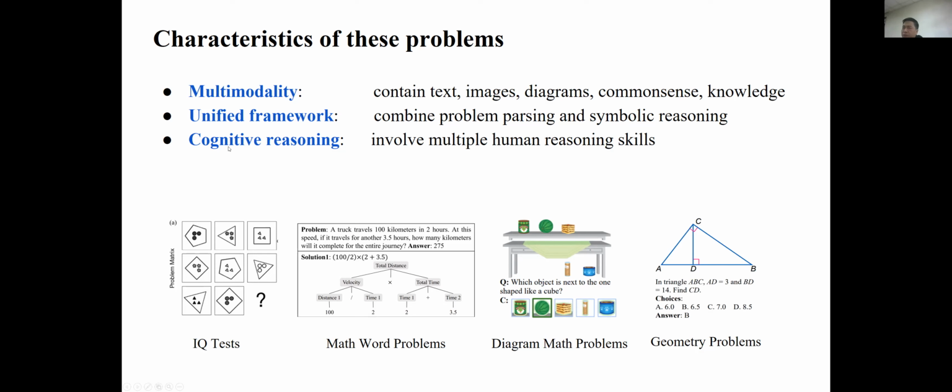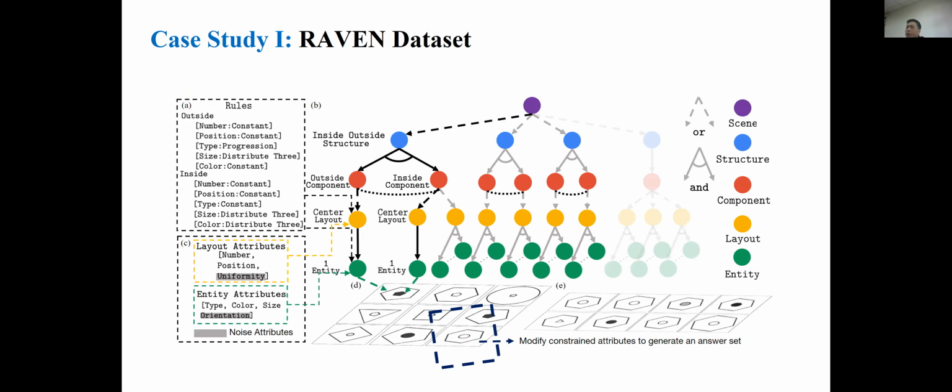This involves cognitive reasoning, multiple human reasoning skills, like spatial relations and attributes, semantics, and so on. Okay, so let me go through these three examples in a little bit more detail. The first one is an IQ test in the Inference dataset we collected by Pine Liu and Stephen Gong, and some other students in the lab.